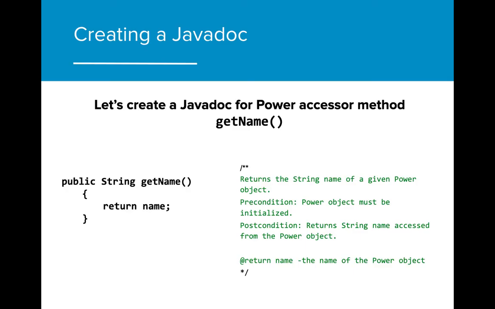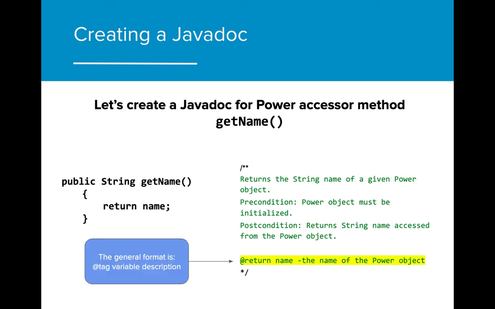In our example, the only block tag that we can add is a return value, as we don't have any parameters in this problem. We write @return to indicate that there is a return value, the name of the variable that is being returned, and a description of what that variable does. In this case, we are returning the variable name, which is the name of the power object. The general format for writing a block tag is @tag, variable name, description of the variable.